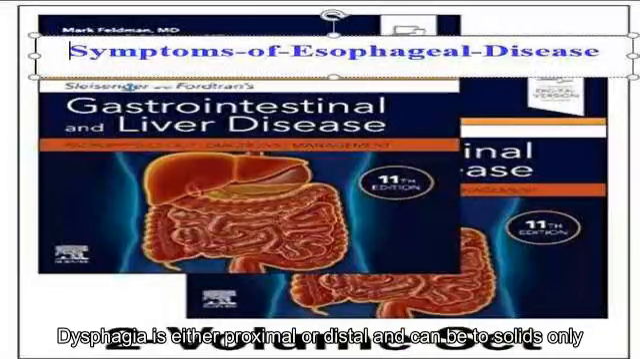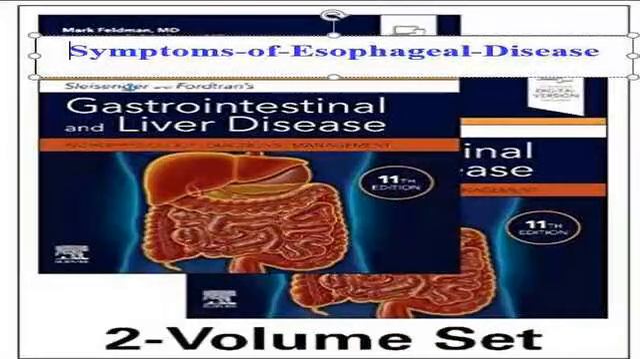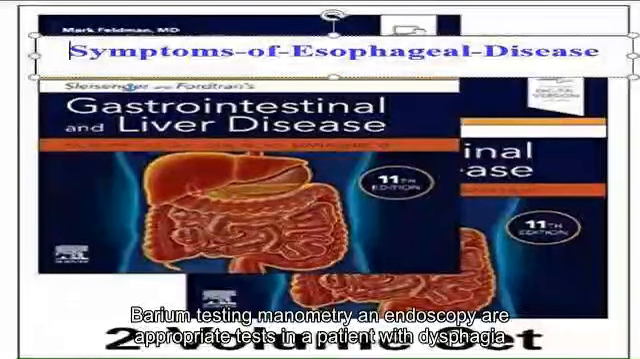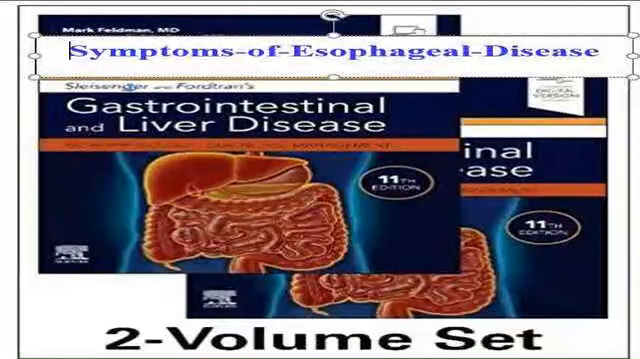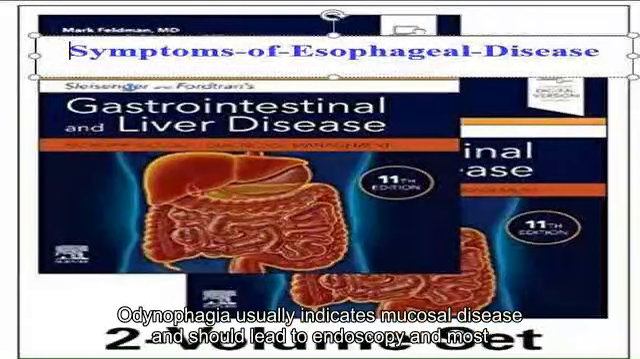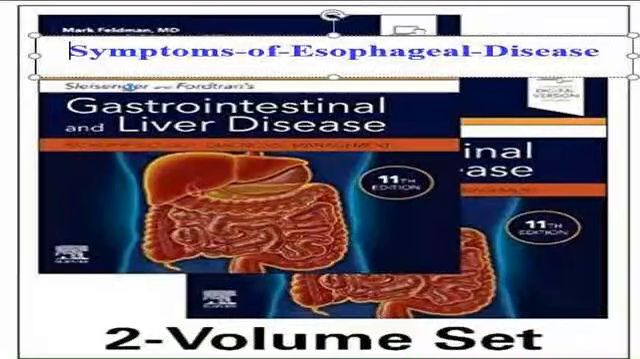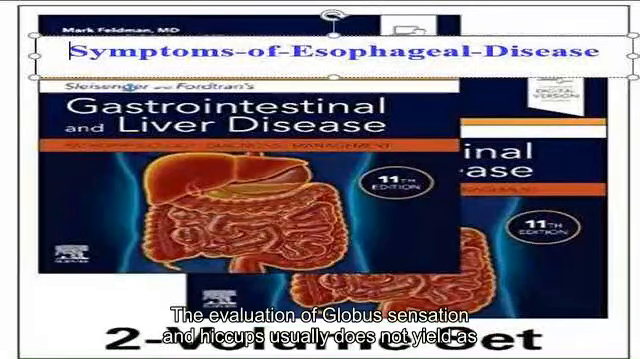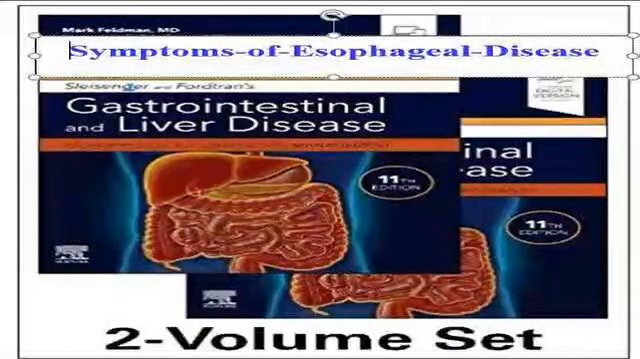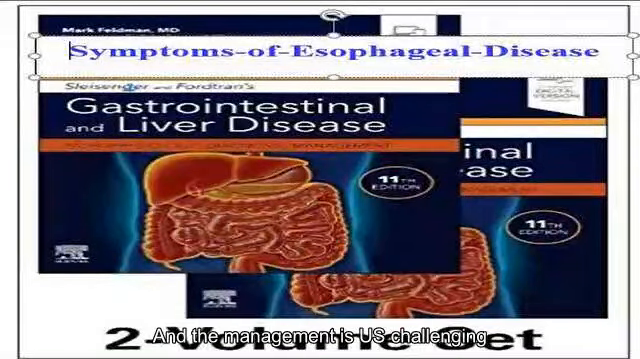Dysphagia is either proximal or distal and can be to solids only or to liquids and solids. Barium testing, manometry, and endoscopy are appropriate tests in a patient with dysphagia. Odynophagia usually indicates mucosal disease and should lead to endoscopy in most situations. The evaluation of globus sensation and hiccups usually does not yield a specific disorder, and the management is thus challenging.